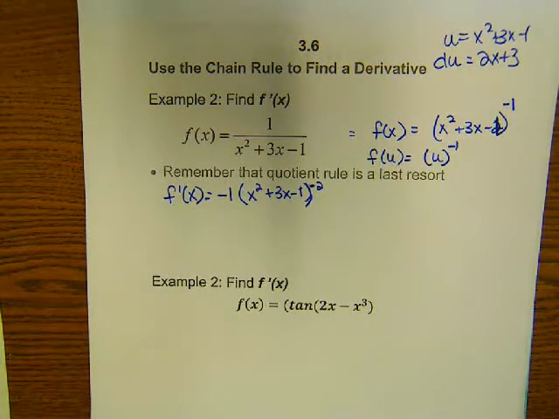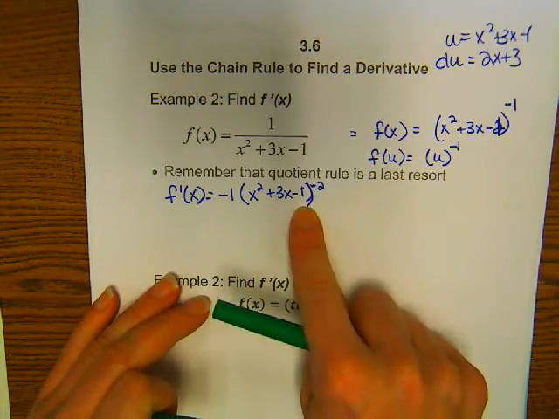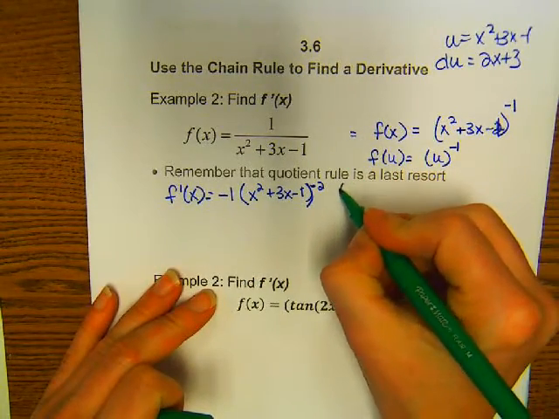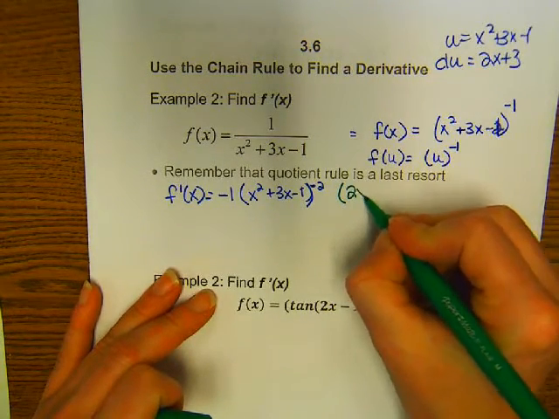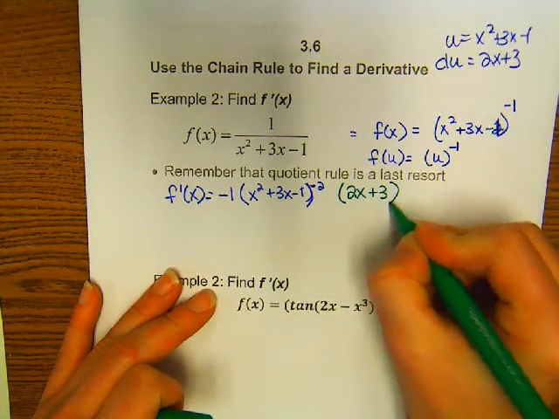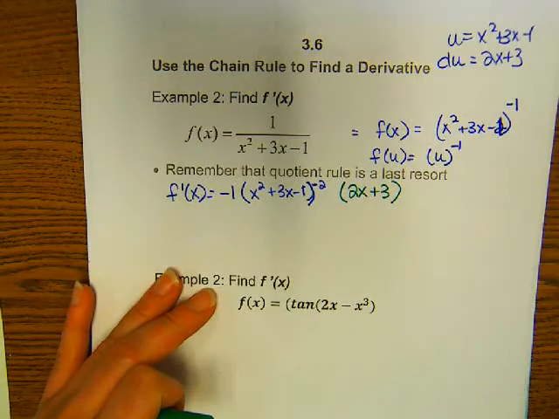Now I have to multiply by the derivative of what's inside. What's the derivative of what's inside? 2x plus 3. So this is like my du thing.